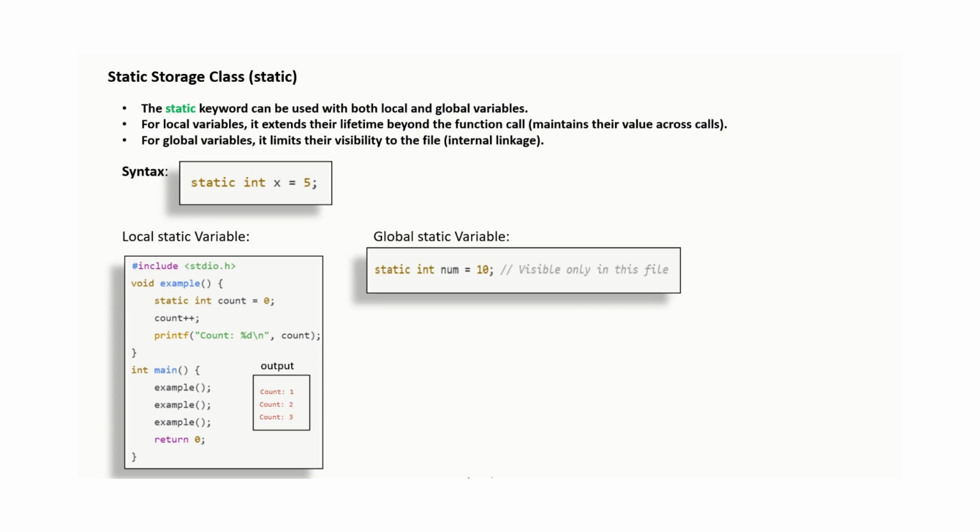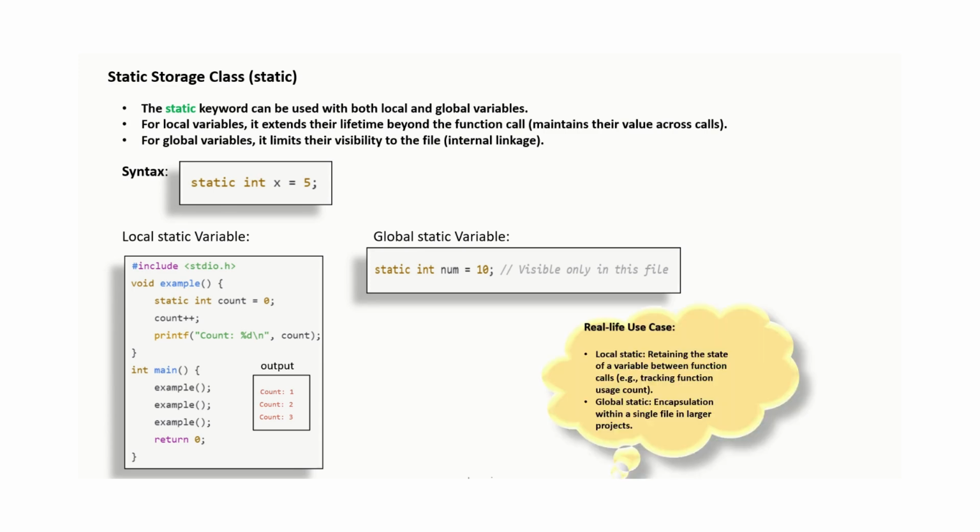Global static variables, on the other hand, are useful for maintaining data privacy in large projects. It's like having a personal journal that no one else can read.